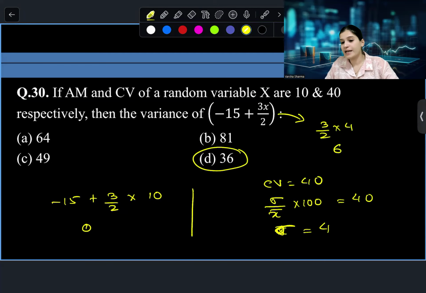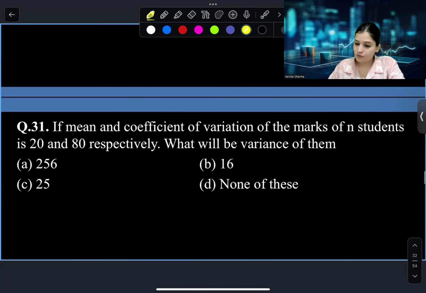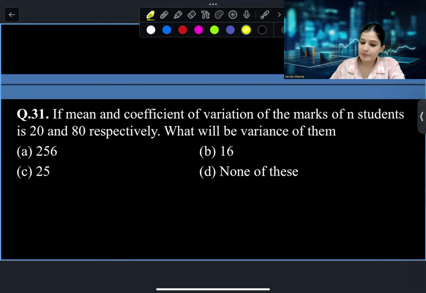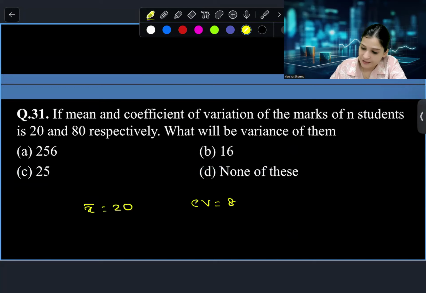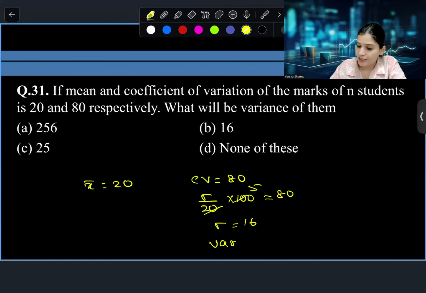The properties for standard deviation. Guys, clear? Mean and coefficient of variation are given. What will be the variance? Mean x bar is 20. CV is 80. Standard deviation by mean into 100 is 80. So standard deviation is 16. Variance will be 16 square, 256. Clear?